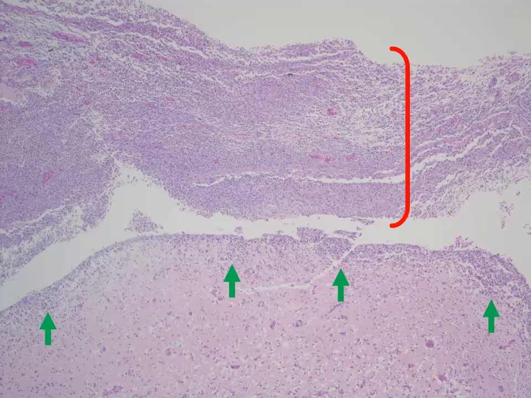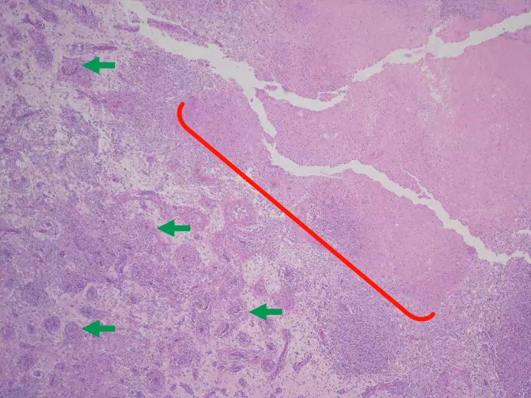Within sections of the brain, there's marked expansion of the meninges via lymphohistiocytic inflammation. This is highlighted in red. There's also evidence of inflammation extending into the underlying brain parenchyma. This is highlighted in green. In other areas of the brain, there's an extensive area of encephalomalacia, highlighted in red, and granulomatous inflammation surrounding vessels throughout the brain parenchyma, highlighted in green.